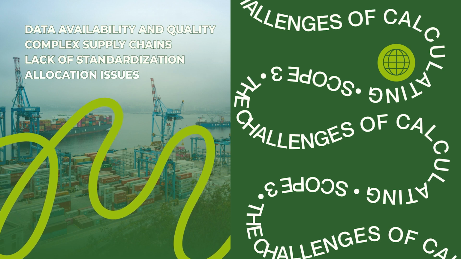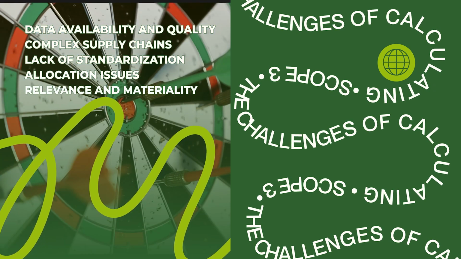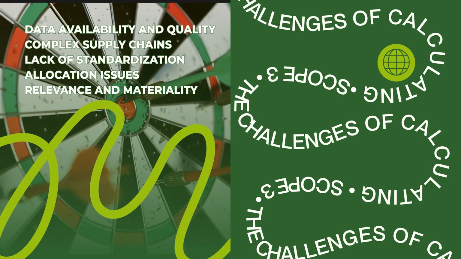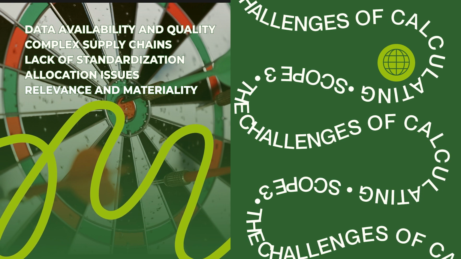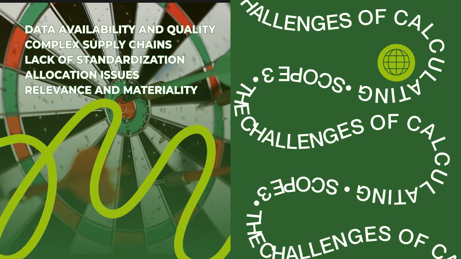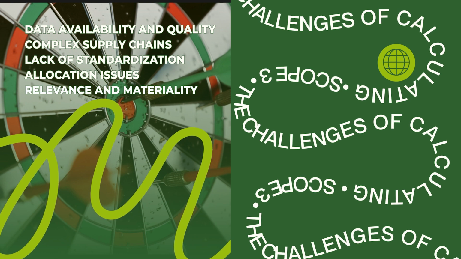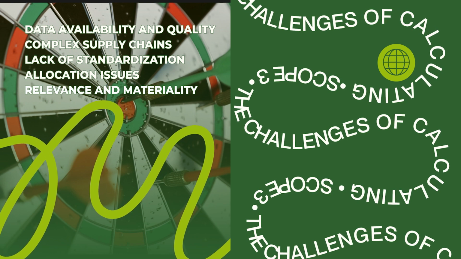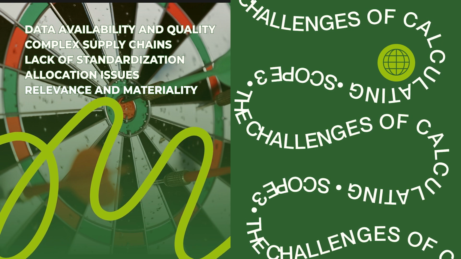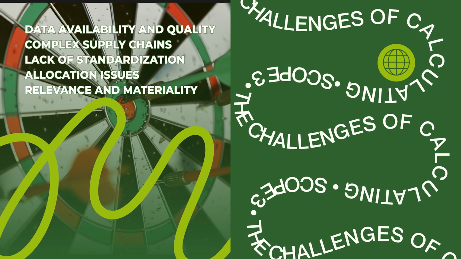The final challenge is relevance and materiality. With so many potential Scope 3 emission sources, organizations must prioritize and focus on the most relevant and material sources. Determining which sources are significant and should be included in the inventory can be a complex and sometimes controversial process.